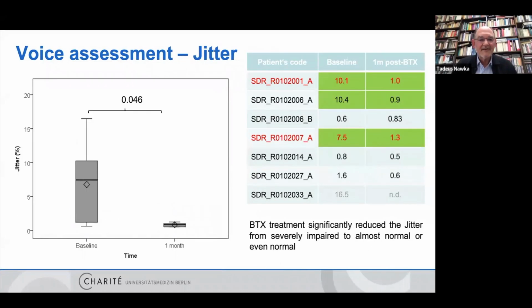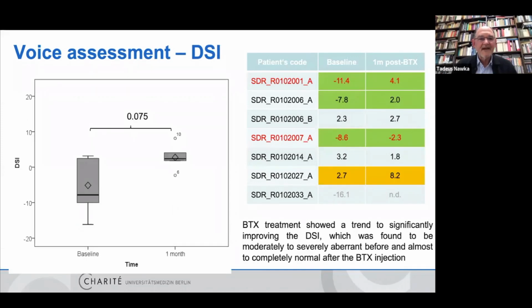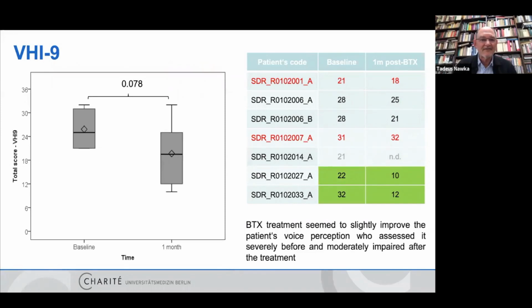And what you also can see, we measured the jitter of these patients, that it also is less after the intervention, after 1 month. And the DSI is actually a sum of different measures that we apply if we want to diagnose the voice. The higher it is, the better it is, and it was the case in this study too.